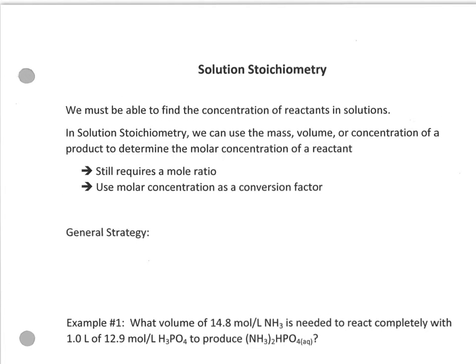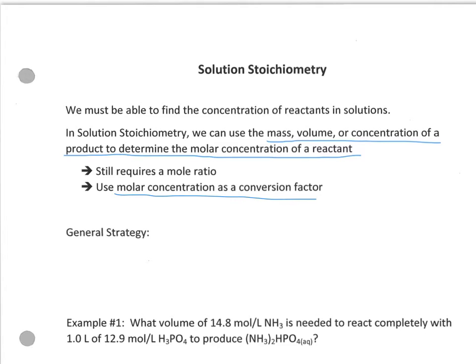So solution stoichiometry is basically using exactly the same type of math we've been doing in other stoichiometric problems, except now we're going to be using the mass, volume, or concentration of the product to determine the molar concentration of a reactant, or vice versa. So basically, we are using a mole ratio, and we're using the molar concentration as a conversion factor to go between volume and concentrations of reactants and products.